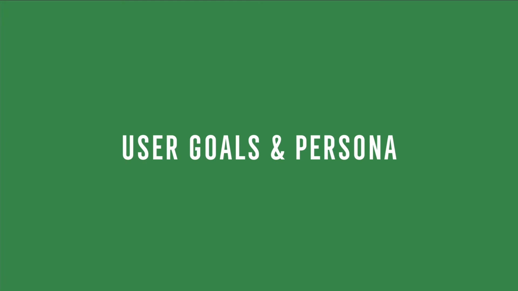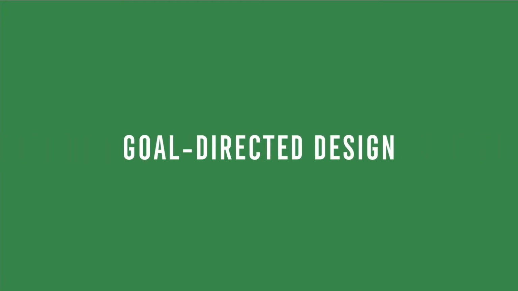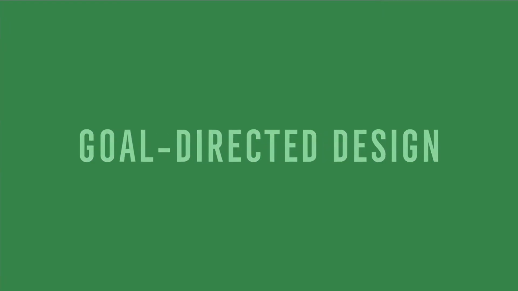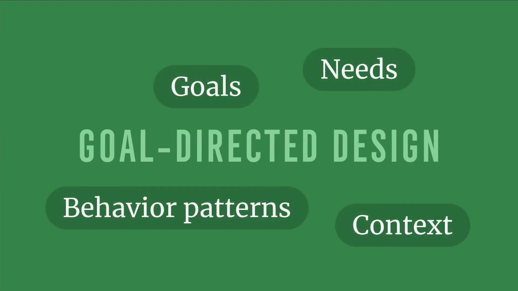The first part of the book is about goal-directed design. To create effective interactions, we'll need to observe and interview users to understand their goals, needs, behavior patterns, and context. Personas are a way to condense research data and model users. The book provides a deep dive into the proper way to create one.